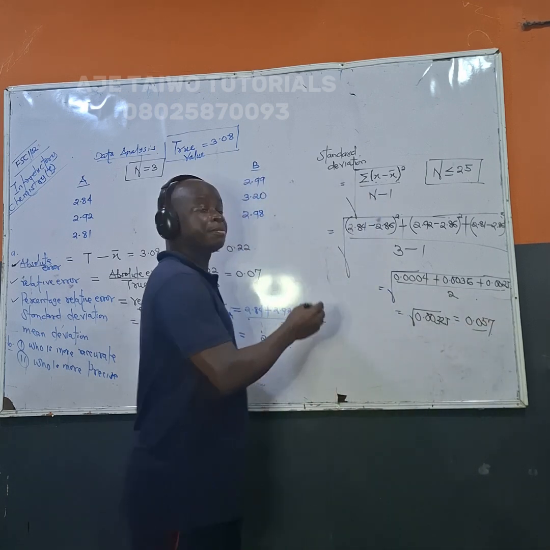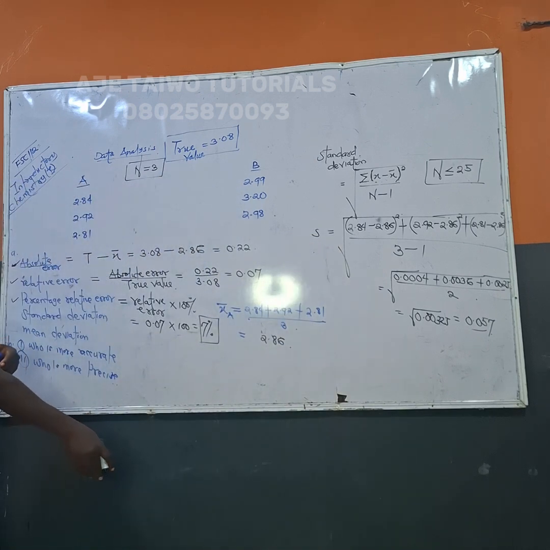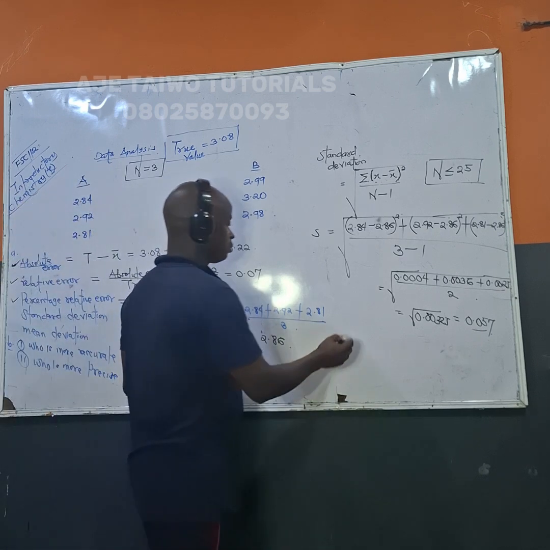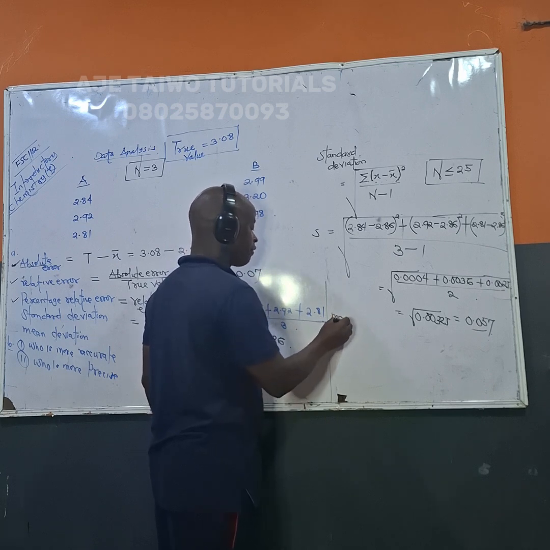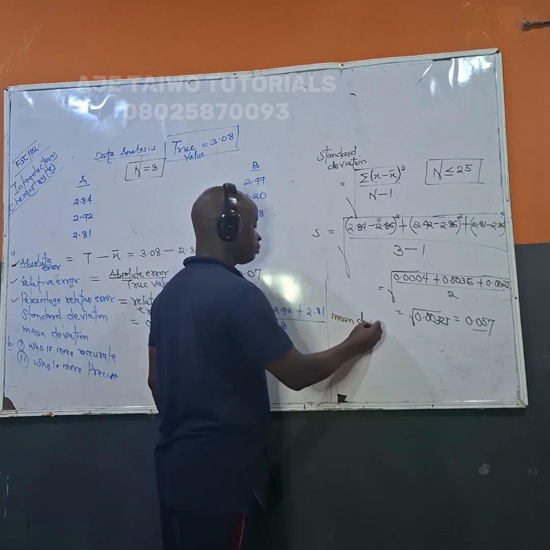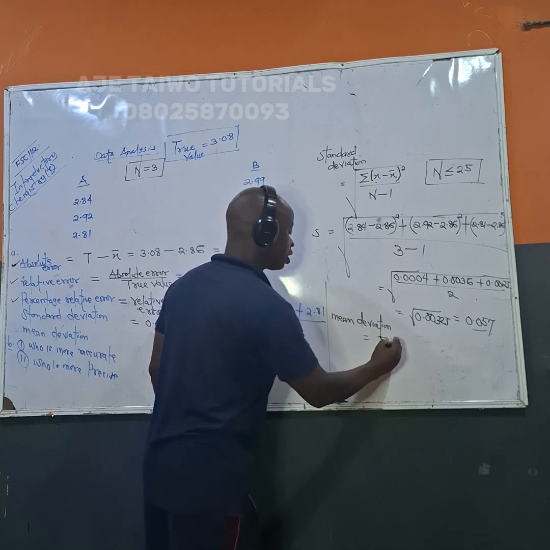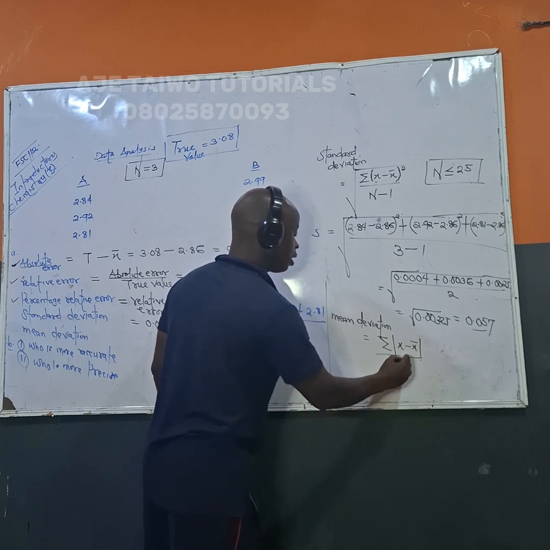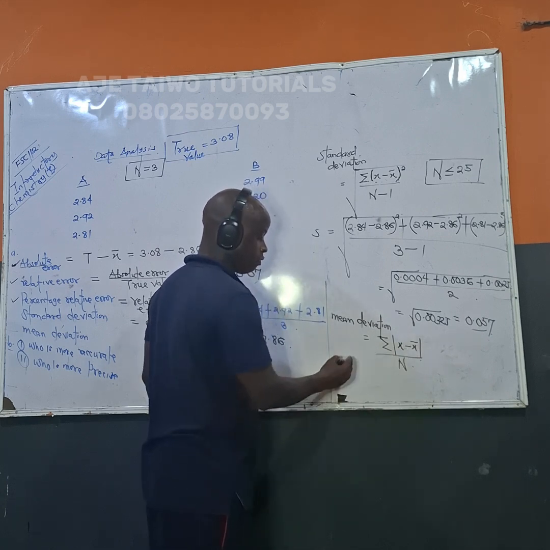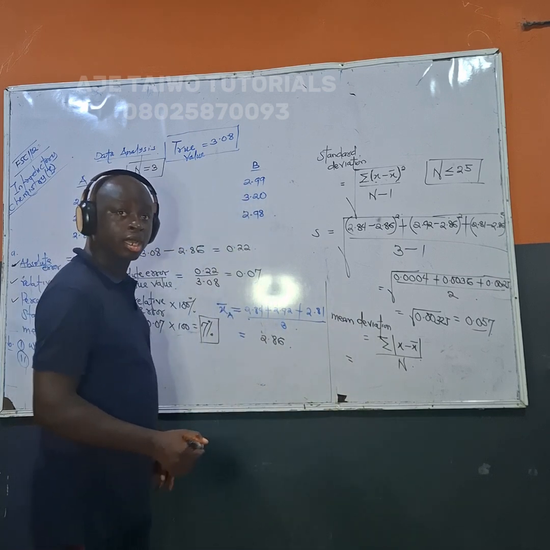That is standard deviation for student A. The mean deviation. I'm still on student A. What's the formula for mean deviation? Summation x minus x bar all over n. And that would be what?